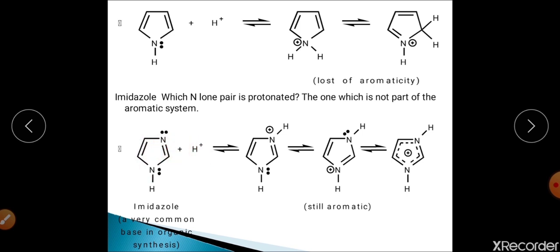the reason for protonation of this nitrogen, as I have already told you, is that the lone pair of electrons on this particular nitrogen is not a part of the aromatic sextet, so it is easily available, and when it reacts with this H positive, it will form this cation, so aromaticity is not lost in this particular system, so this is still an aromatic system. So this is the nitrogen which will be protonated, right?